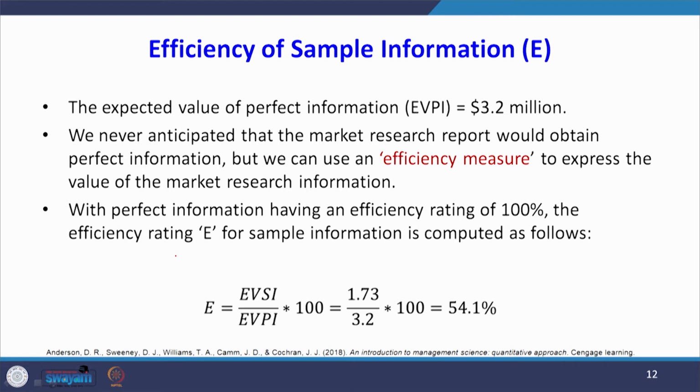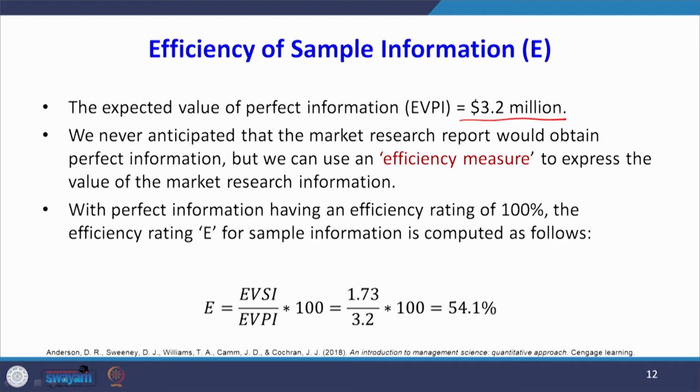Now, another point which you are going to learn today is efficiency of sample information. The meaning is whether there is any worth in going for this sample information. So, that worthiness we are going to find out with the help of efficiency. The expected value of perfect information, EVPI, in the previous lecture we got as $3.2 million. But at present we are not thinking of perfect information because we are inferring from the sample information. So, we never anticipated that the market research report would obtain perfect information, that is not possible, but we can use an efficiency measure to express the value of market research information.